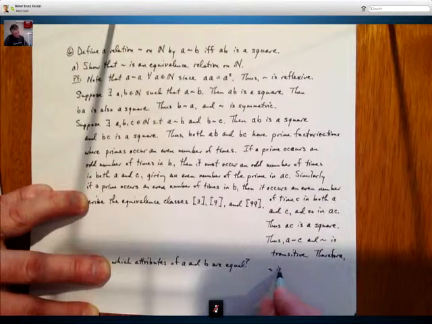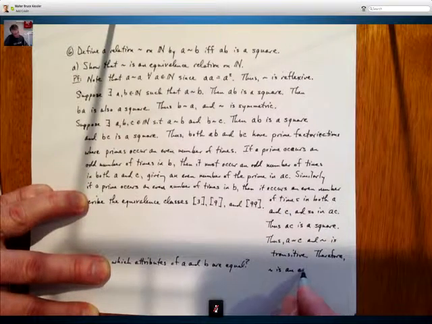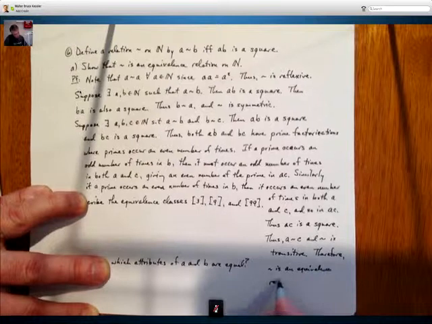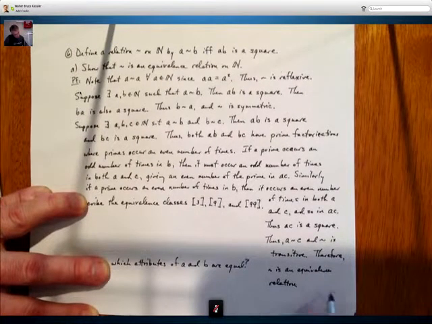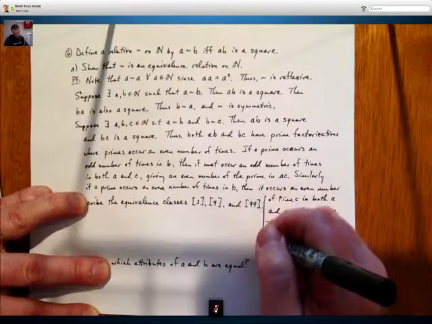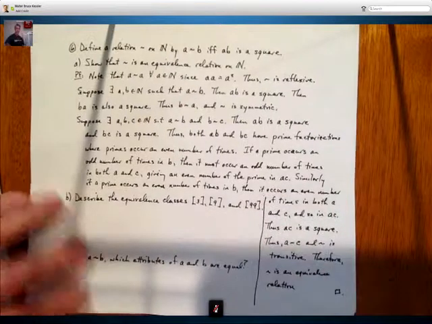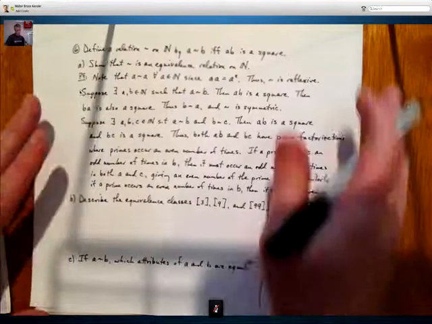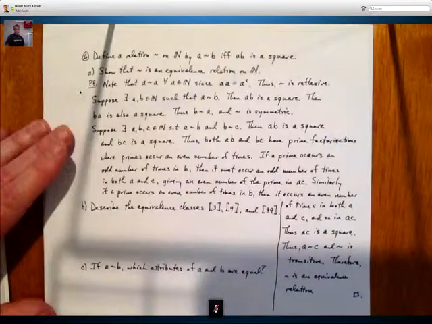Therefore, squiggle is an equivalence relation. Okay. Sorry, that took more space than I thought it would take to write, but there we go.